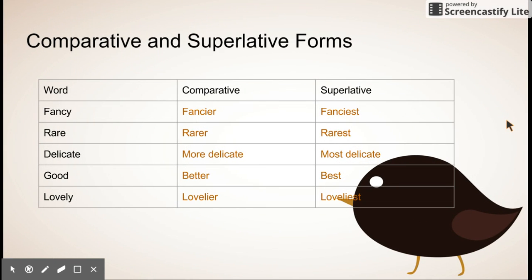Fancy becomes fancier. Now remember, you change the Y to an I, and then you add your suffix. Rare becomes rarer and the rarest. Delicate has a few more syllables, so that's why we put the more in front of it. It is more delicate or the most delicate. And remember, good was one of our kooky ones. Good, better, best. Lovely, the same thing. We change that Y to an I because now we know we're adding a suffix to that. So we want to add that ER and that EST.